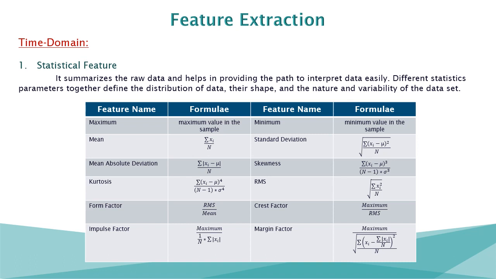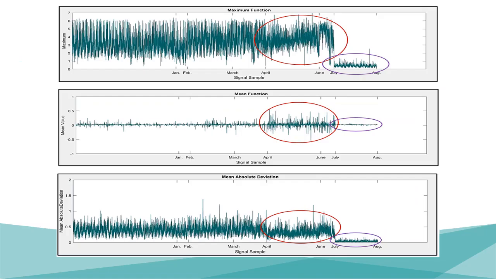In the time domain category, the first method is the collection of statistical features, as these features altogether define the properties of the signal. The features are maximum, minimum, mean, standard deviation, mean absolute deviation, skewness, kurtosis, RMS, form factor, crest factor, impulse factor, and margin factor. Now, the statistical features of all the data present in our dataset are calculated, which are plotted here. I have not included all the plots because of the time limitations that we have.